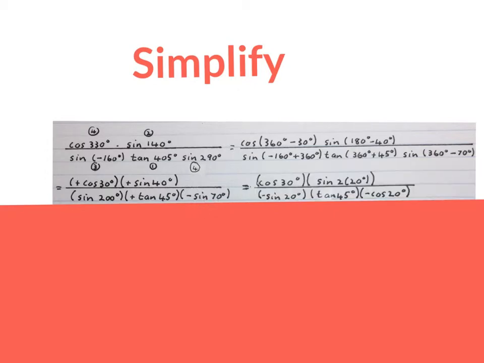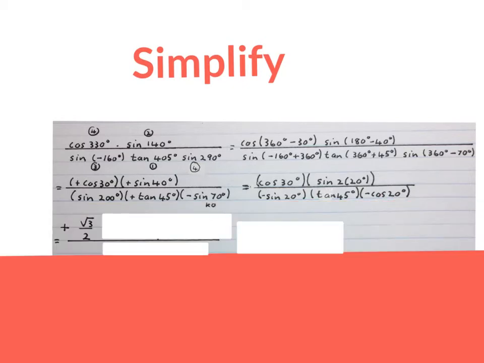You'll have to stop the video if you lose me here. The cos 30 stays cos 30. The sine 40 I'm going to change to sine 2 times 20. You'll see why now. The sine 200 becomes a minus sine 20. How far is 200 the shortest way to the x-axis? Just keep the tan 45 for a minute and change this to a co-function. It becomes minus cos 20 degrees.